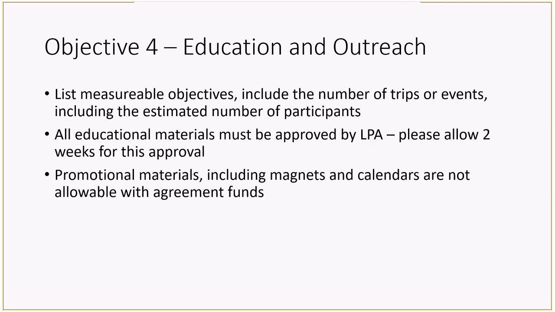Objective 4, education and outreach. Again, measurable objectives: the number of trips, the number of events, the number of people that participated in events, and a few reminders that all educational materials must be approved by LPA, so please allow 2 weeks for this approval. Don't have anything printed up, and don't expect the cooperative agreement folks or the poultry health folks to be able to get back to you in a day or two to approve flyers or anything like that. And a reminder that promotional materials, including squishy animals or magnets or calendars, are not allowable with agreement funds. If the states want to do that, they're going to have to use their own funds to support those activities.